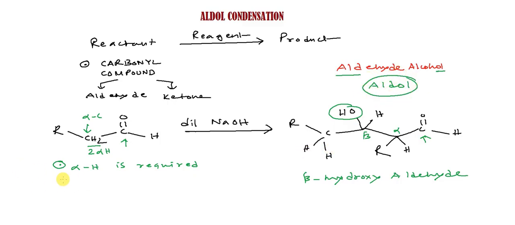Now, as I told you, alpha hydrogen is required. Without alpha hydrogen, aldol condensation will not happen. So that we are going to discuss in the next phase, that is the mechanism part of this reaction.